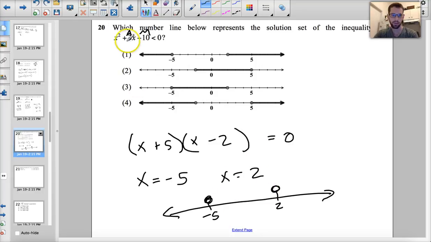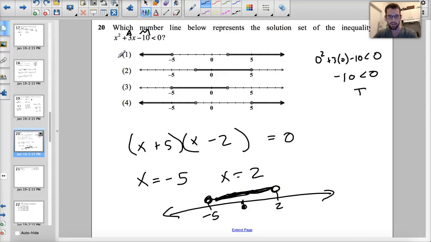But just to be sure, I'm going to test a point. So I will test the point 0. If I were to test the point 0, I would have 0 squared plus 3 times 0 minus 10 is less than 0. So all of this is going to be 0, and this is true. So that means I am going to shade in the middle, in between the zeros, not on the outsides, because 0 is right here in the middle. So this is out because it's shading on the outside. This is out because it has the wrong zeros. And here we go. Answer choice number 3 is correct.